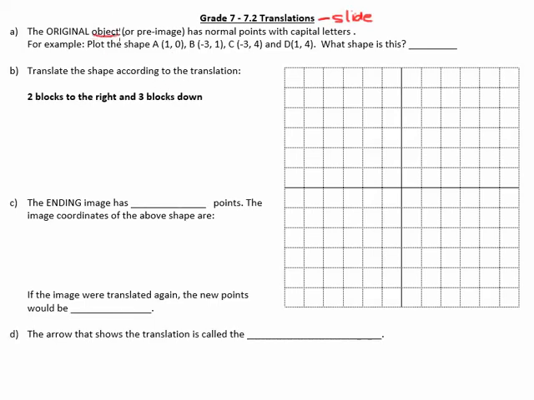And the object is the thing we start with, and it's normally a point and it's labeled with a capital letter. So if we plot these points, A, which is at 1, 0, so if I plot this here, I'll label it A. And I have B, which is at negative 3, 1, which is here. Letter C is at, point C is at negative 3, 4.